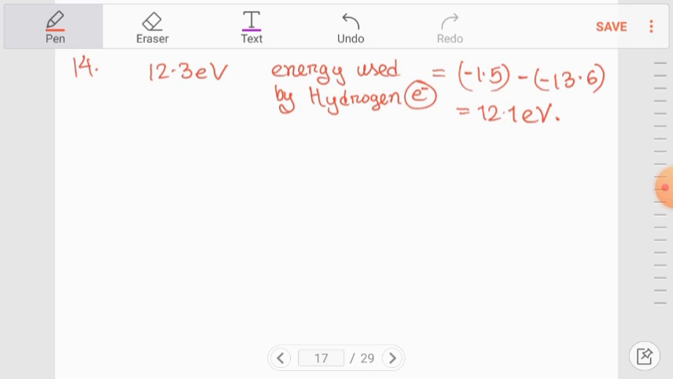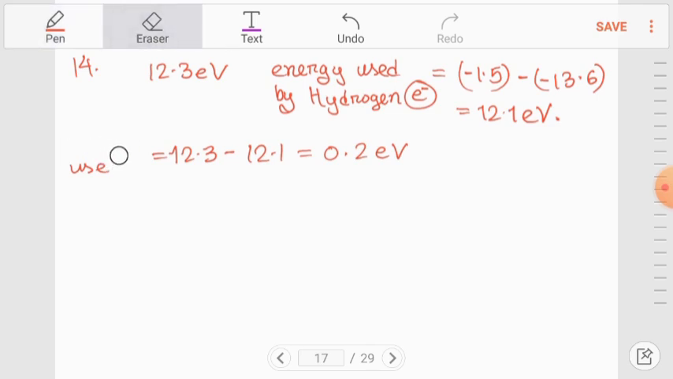But the electron, the hydrogen electron, was actually given 12.3 electron volts, which means that this hydrogen electron uses 12.1 electron volts to move from the ground state to the second level, and the leftover energy, that is 12.3 minus 12.1, that is 0.2 electron volts, is left for the other electrons. So this is the leftover energy, not energy used, this is the leftover energy.